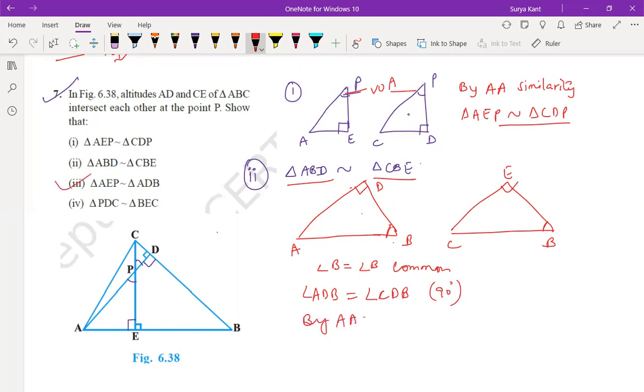What about the third one? Can you tell the third one, by which criteria we can do it? Third question.